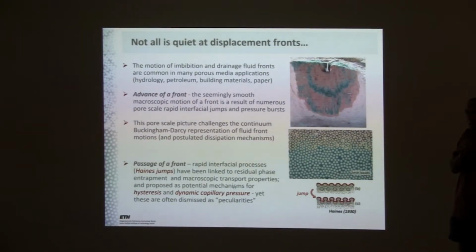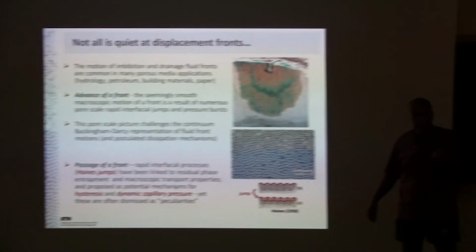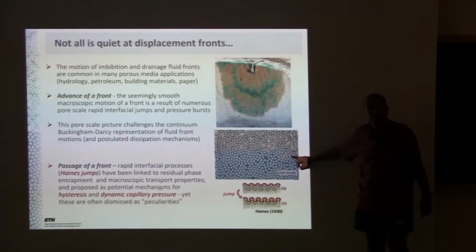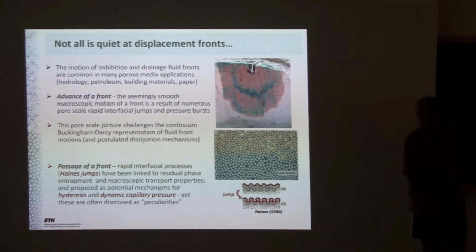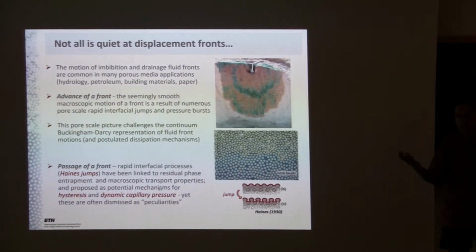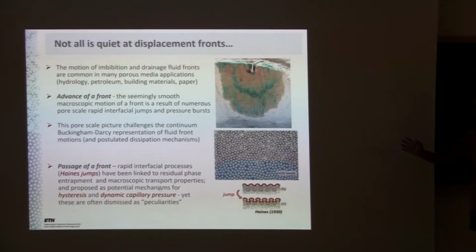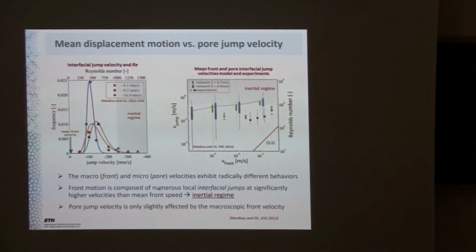Things coil and then all of a sudden jump. There are huge pressure jumps. The interfaces themselves move very fast. And in fact, it has been recognized by Haines back in the 1930s. We call this Haines jump. So in the minute I have left, I'll try and demystify a bit of this Haines jump and try and develop a bit of understanding. Is it important or is it not?